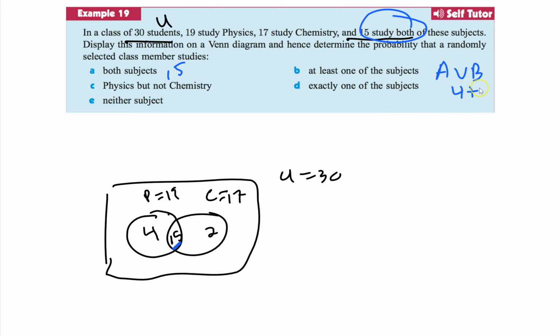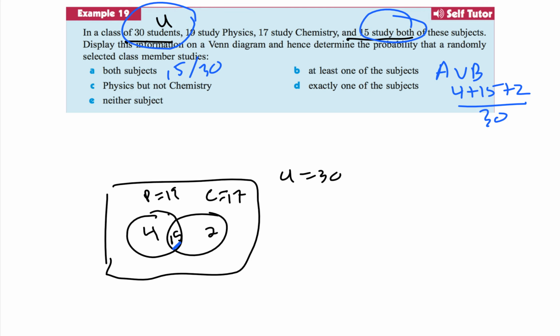So 4 plus 15 plus 2. So again, actually I'm a little wrong. It said probability. So what's the odds of picking it? 15 out of 30. What's the odds of picking this one? 4 plus 15 plus 2, which would be 21 out of 30. Right? It's a probability, and there's 30 students in the universe. That's your total.